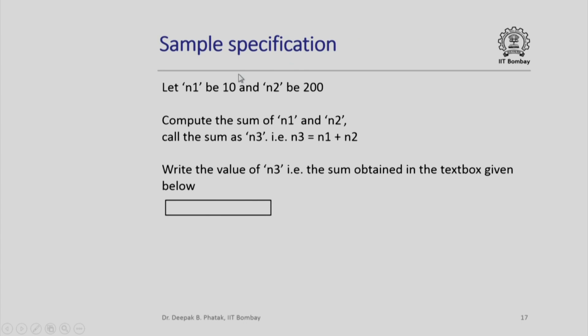So, here is a sample specification. This looks very much like our question itself, but look at the way it is worded. Let N1 in apostrophe be 10 and N2 in apostrophe be 200. Compute the sum of N1 and N2. Call the sum as N3, that is N3 is equal to N1 plus N2. Write the value of N3, that is the sum obtained, in the text box given below. Well, this is just a sample. Note that we are using the terms N1, N2 and N3 which are not there in our original specification.